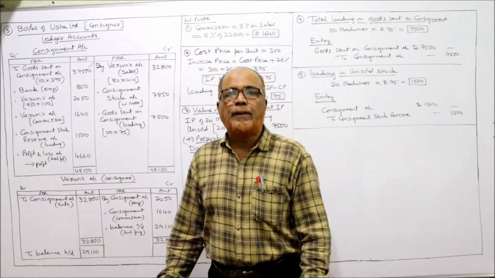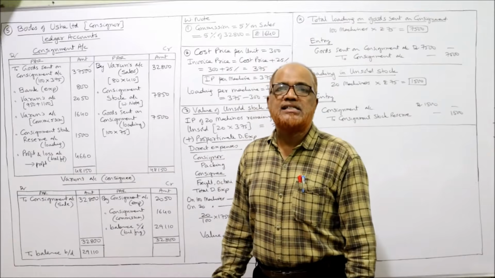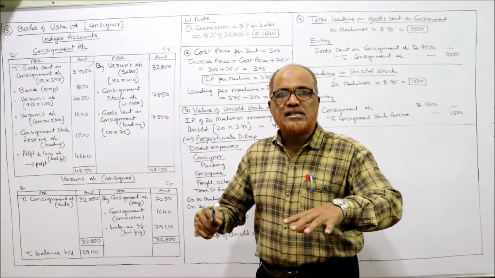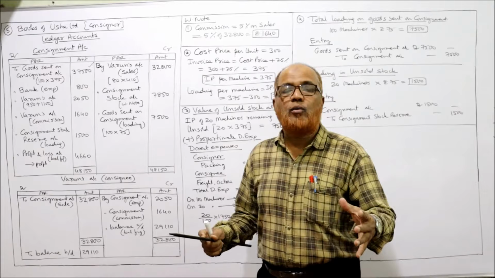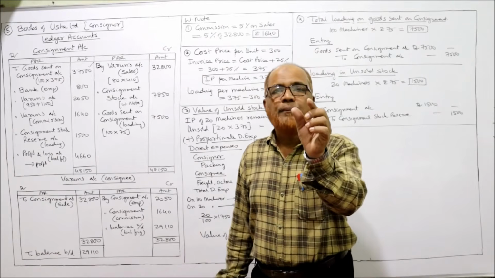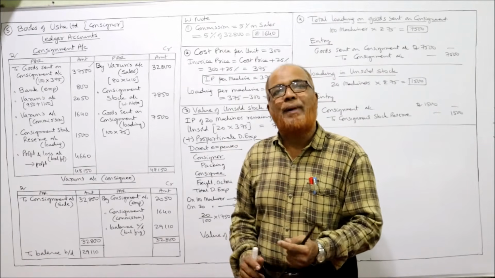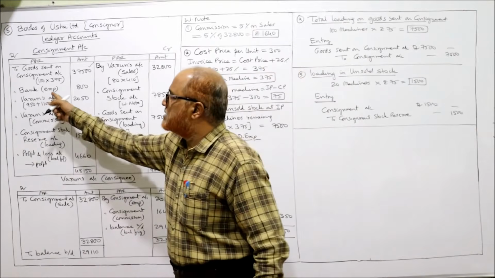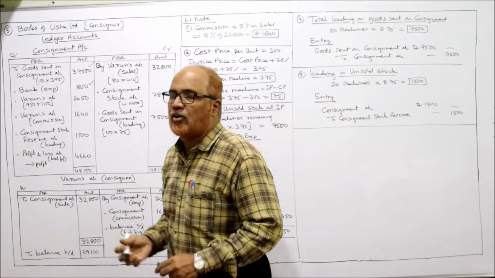The second entry will be expenses paid by the consignor, packing. The consignor has spent some 800 rupees on packing. So entry will be consignment account debit to bank. So consignment account debit side to bank, expenses 800 rupees.